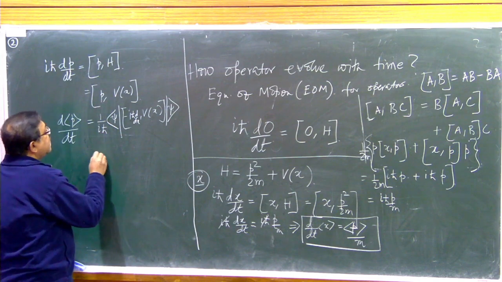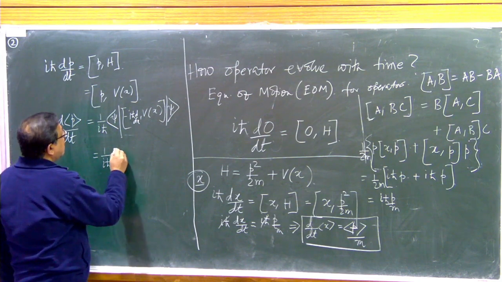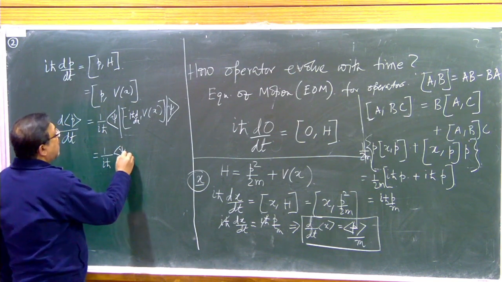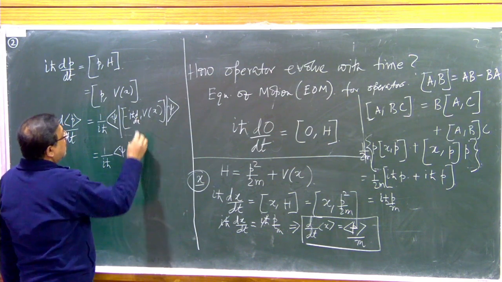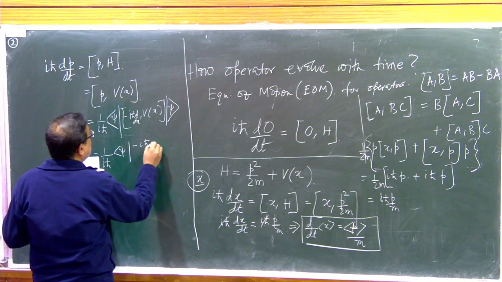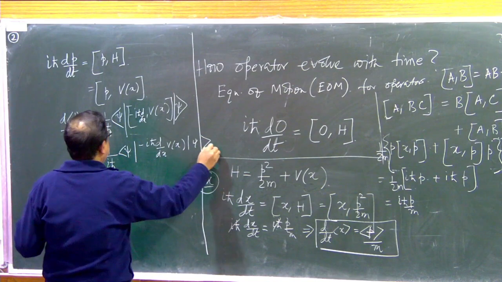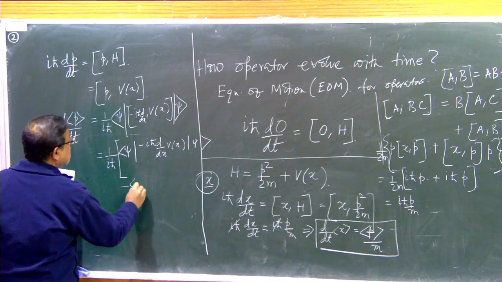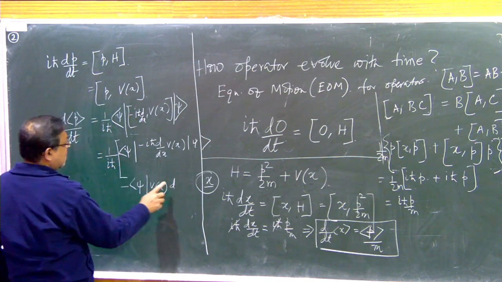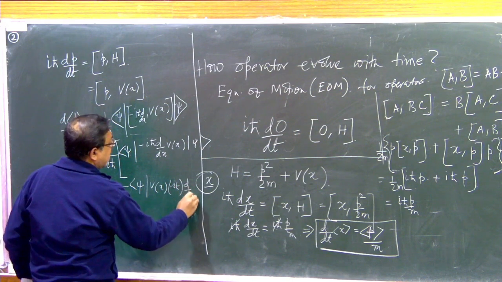When you put an angular bracket, you should keep in mind that there are these psi's that are going to appear there. So this is equal to 1 over iħ, and the first one is psi, and then minus iħ d/dx of V(x), operating on psi, and the second term will be a minus psi, this is V(x) operating on d/dx, so there's a minus iħ d/dx acting on psi.